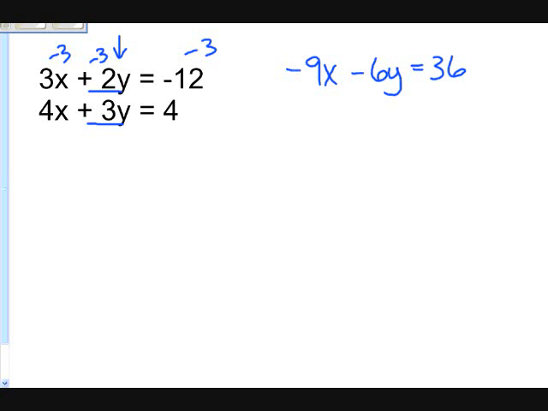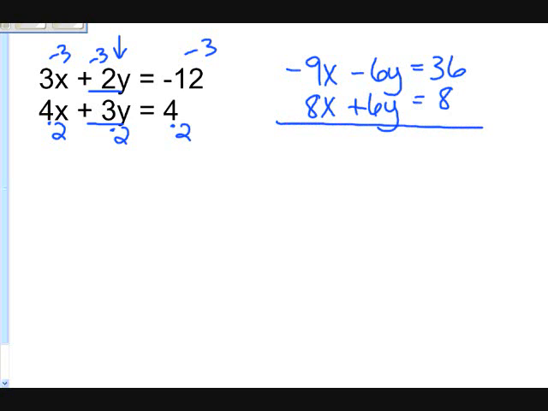Okay, going back to that bottom equation now, if we got the top one to become a negative 6y, we want the bottom one to become a positive 6y. So I'm going to multiply this by a positive 2, so I'll make it a positive 6, which is fine, but we have to multiply all of these by a positive 2. So that gives me 8x plus 6y is equal to 8. Now we're set up for elimination.